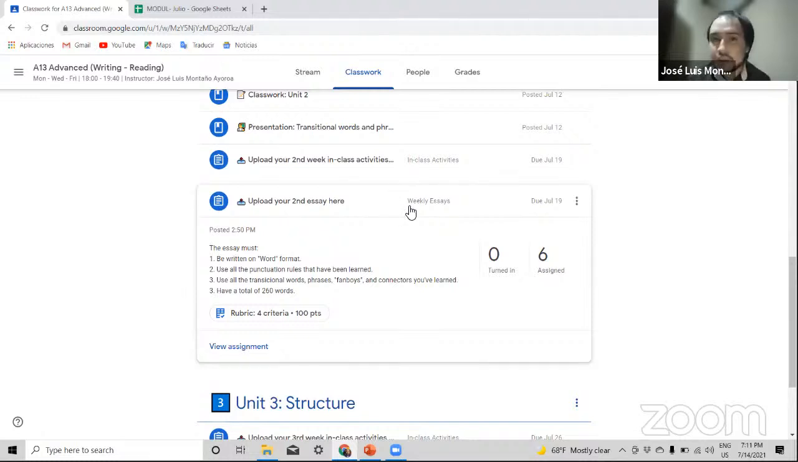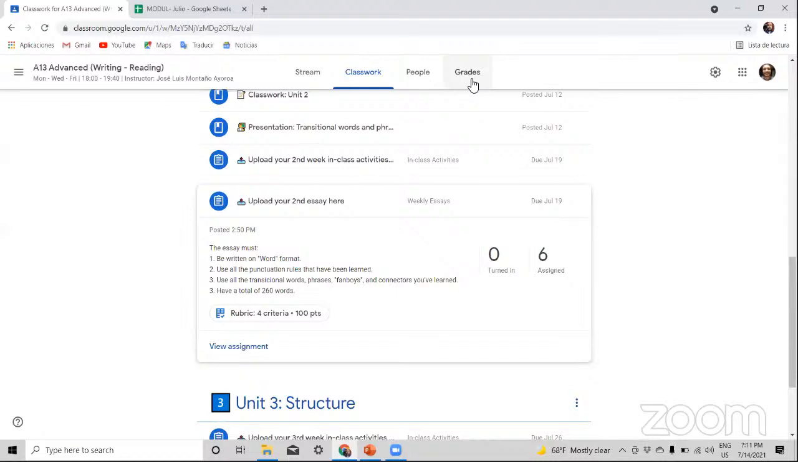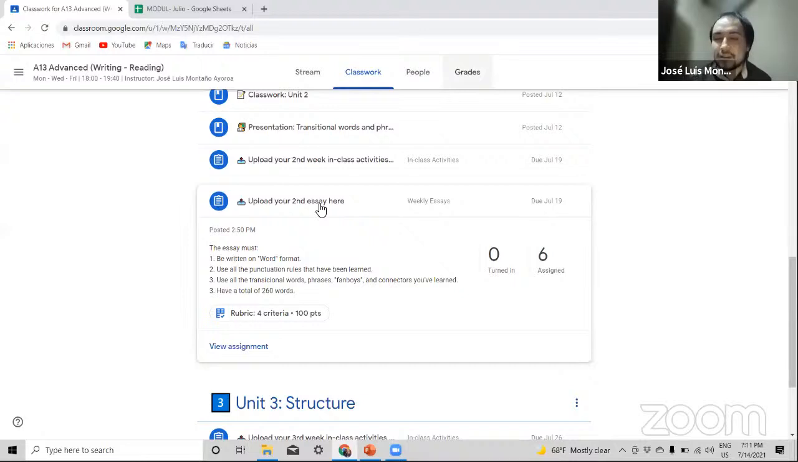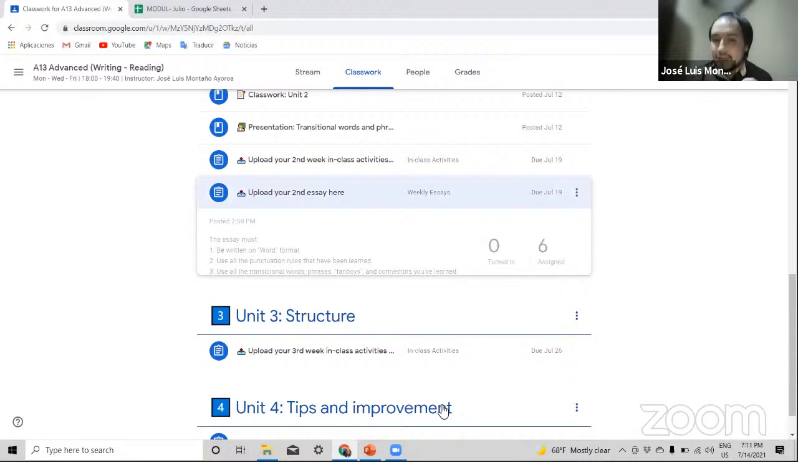So that's what you have to do. If you don't see grades scores up there, go to the classwork and select view assignments. And in that part on the left, you're going to see your score. And again, it's not something that I just wrote. The score is with the criteria rubric. It means if you had certain mistakes in punctuation, it's going to be there. All right, good.